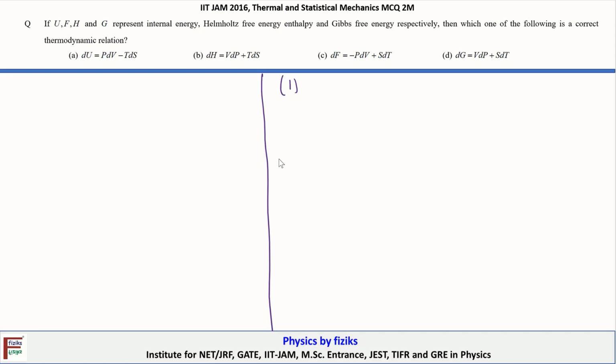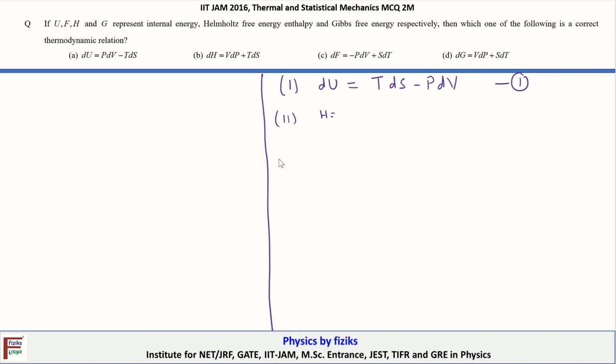The first thermodynamic potential is the internal energy. That is simply the statement of the first law of thermodynamics: dU equals TdS minus PdV. That's our first thermodynamic potential. After writing all these, we will check which one is correct. Next one is the enthalpy.